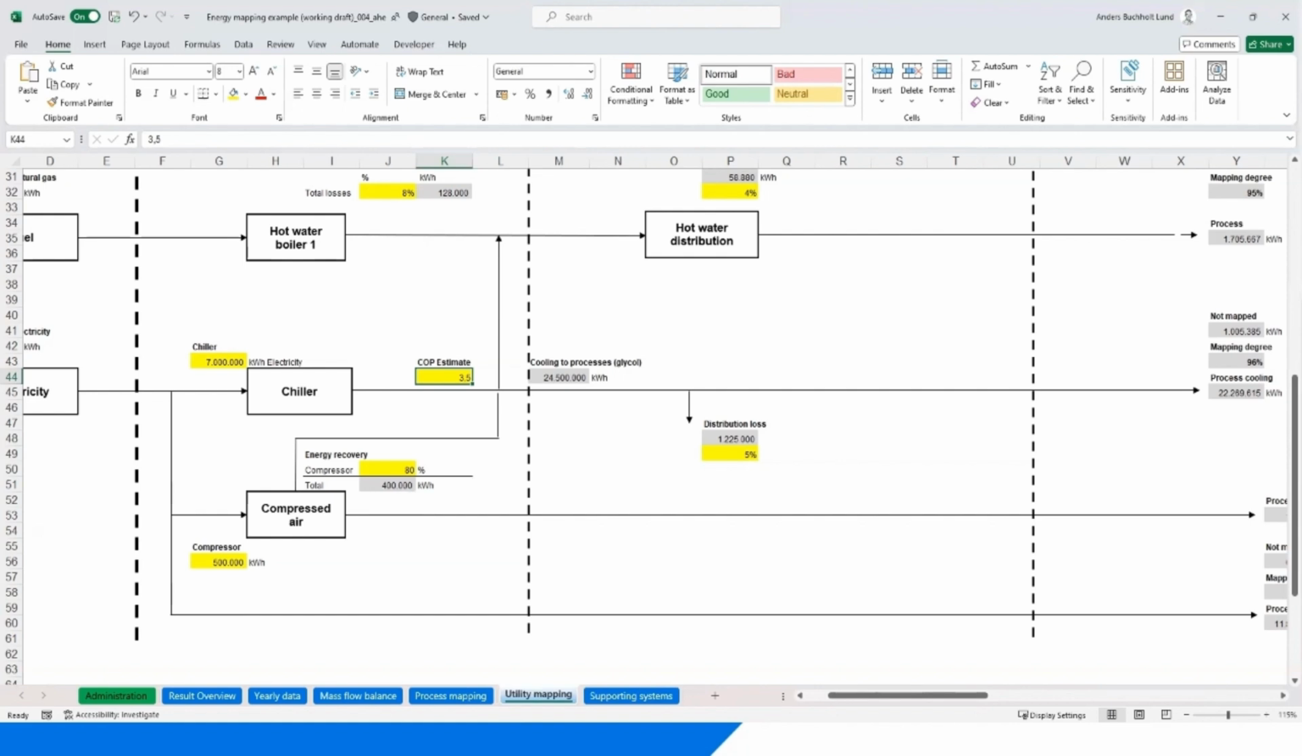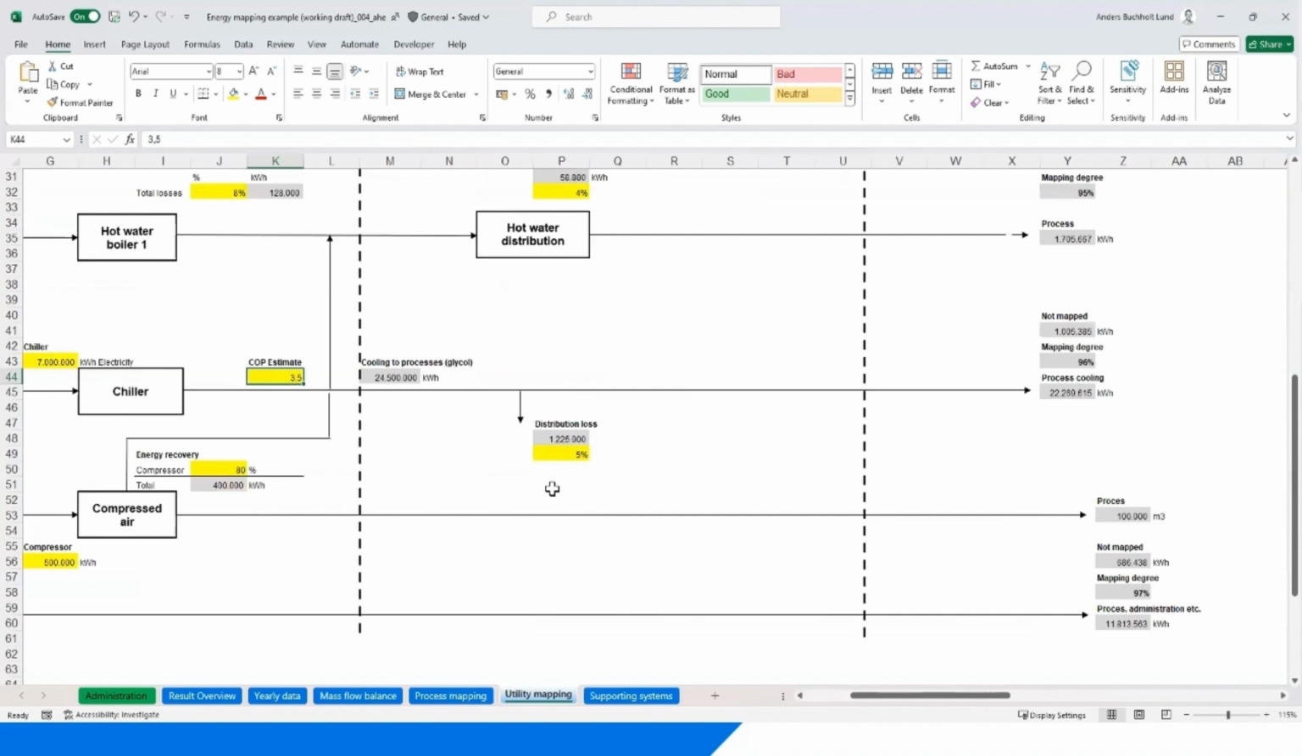So it's similar. And for the remaining electricity, we have specified 2 major electricity users in the utility system. It could also be the boilers, could be added or whatever, some other. And then the remaining part goes to the production. And again, that is compared to our mapping of electricity in the production. And we have a mapping degree here, also saying how much we are accounting for.